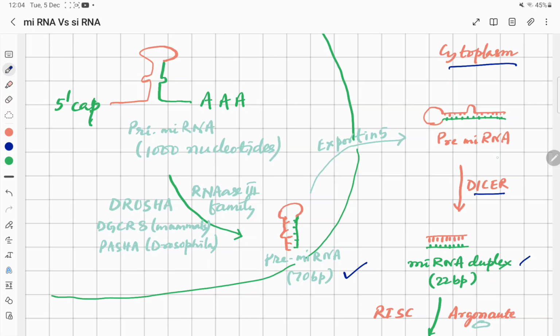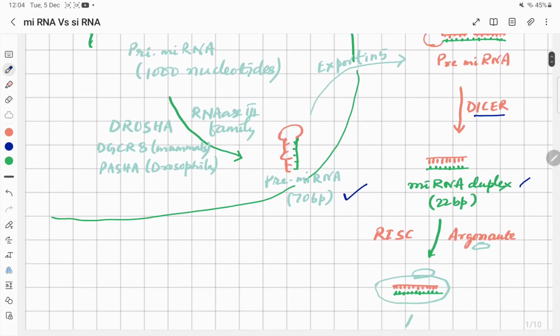Pre-microRNA in the cytoplasm will be the substrate for the enzyme Dicer, and this Dicer now forms the miRNA duplex, about 22 base pairs. Now in the cytoplasm there is the RNA induced silencing complex RISC and the argonaute protein. It is not specific to any argonaute protein. Any argonaute protein can bind. So this is the argonaute protein and this is the RISC complex.